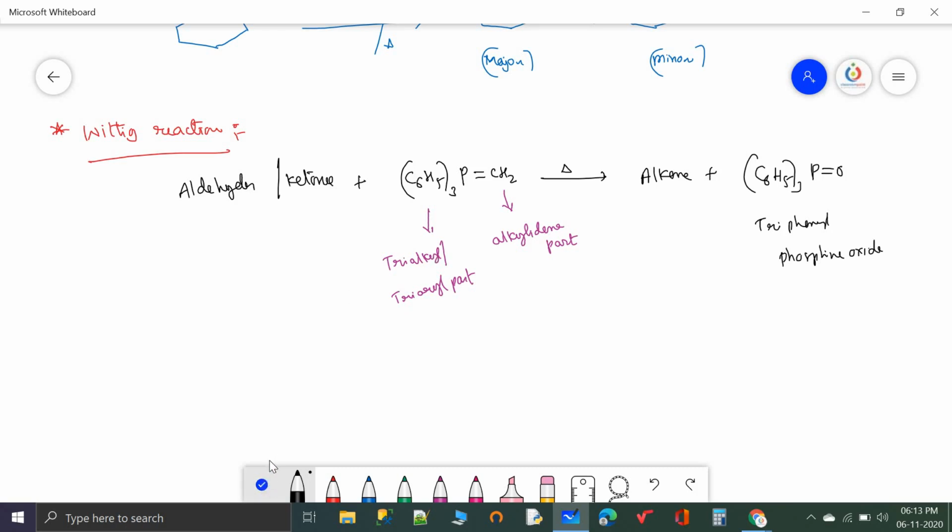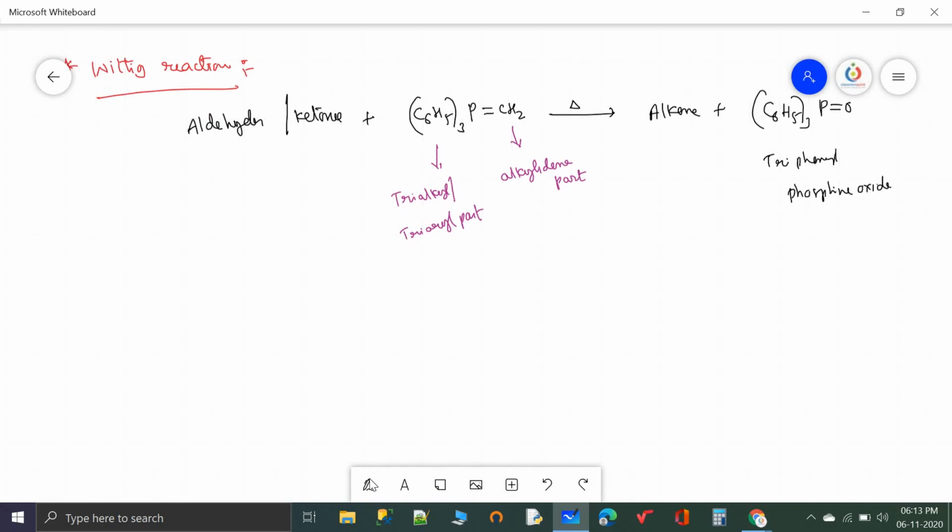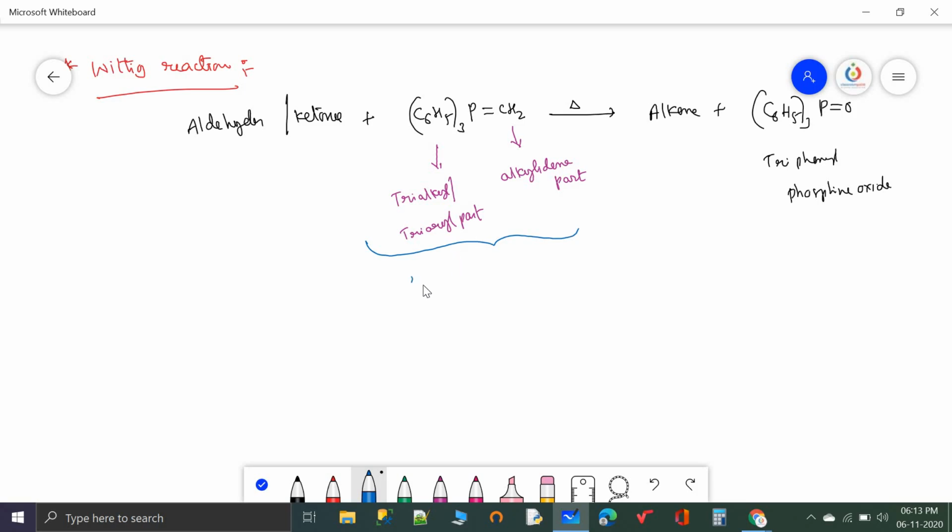And what is the Wittig reagent? First of all, I'll write down the Wittig reagent name here. The Wittig reagent is alkylidene triphenyl phosphorus. So, this is called the Wittig reagent, and this reaction is also not so preferred in preparing alkene molecules.